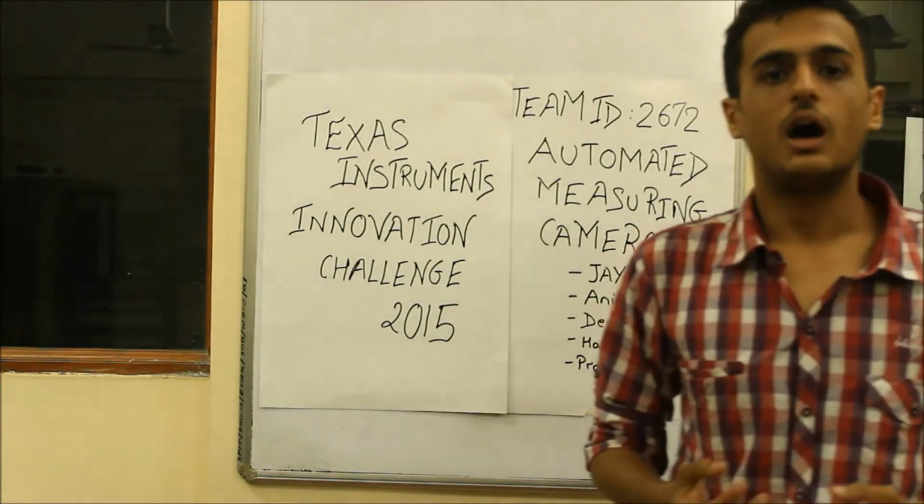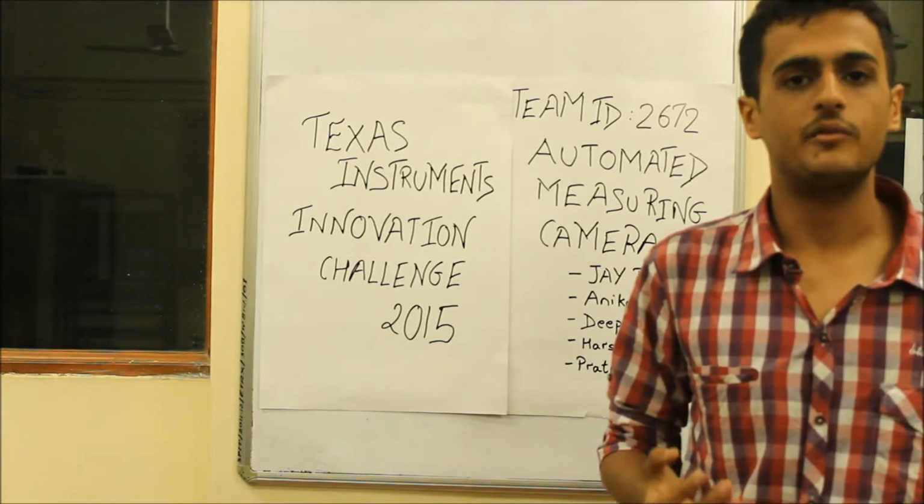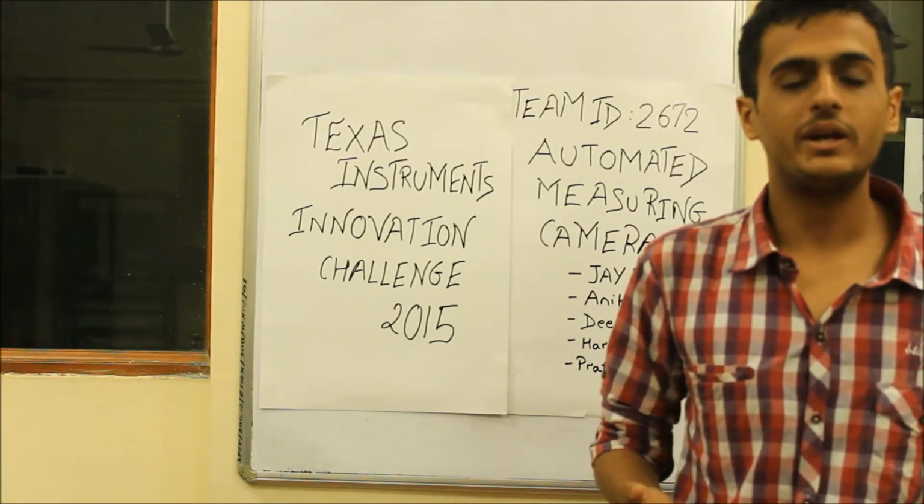Hello friends, our team ID for Texas Instruments Innovation Challenge 2015 is 267. Our idea is an automated measuring camera.